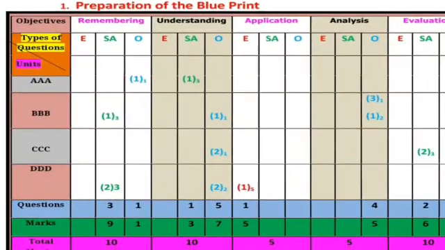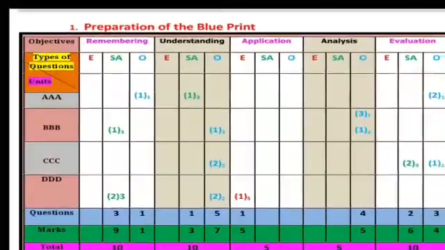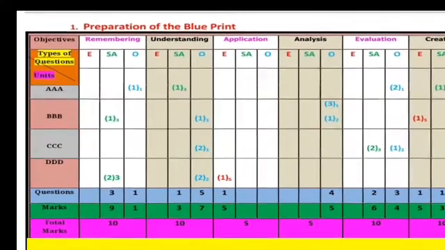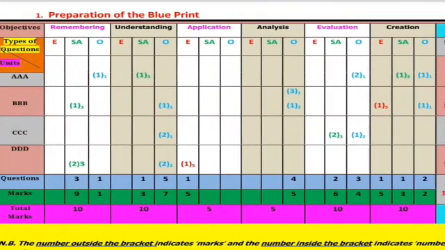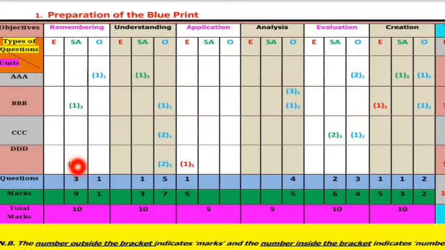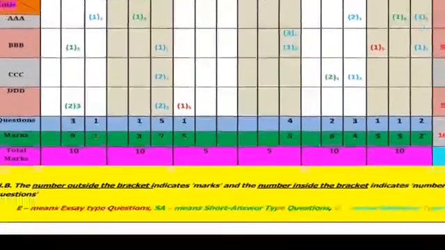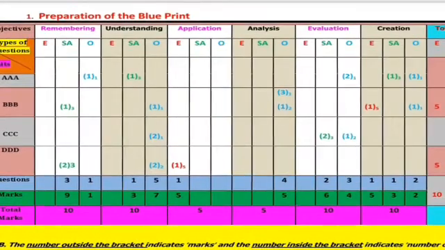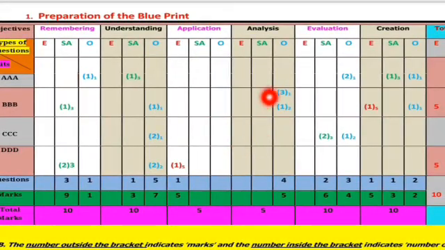Okay, sorry. Let me do it this way. Now can you see this? So it comes to 9. Then here it is 1 question 3 marks means the total is 3. Then application no questions, analysis part no questions, evaluation part 2 questions 3 marks, that means 6. Creation part 1 question 3 marks, that means 3 marks.